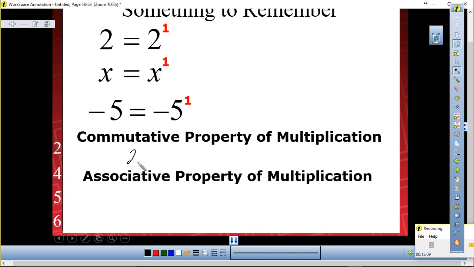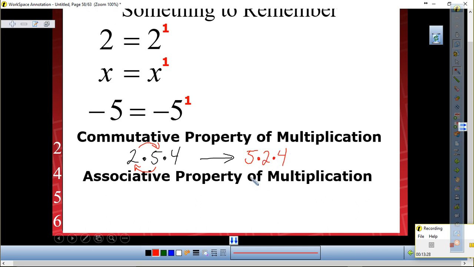If I gave you 2 times 5 times 4, and we applied the commutative property, which numbers do you want me to move around? 2 and 5? Okay, so if I move this one here and this one here, they commute, and now the new expression is 5 times 2 times 4. Did numbers move? Yes. So now what the property states is that it doesn't matter how you move them, the product is the same. Let's see. What is 2 times 5 times 4? 40. What is 5 times 2 times 4? So it doesn't matter which way you arrange them, the product is the same.